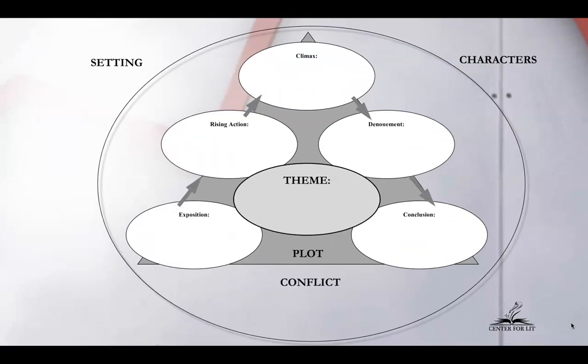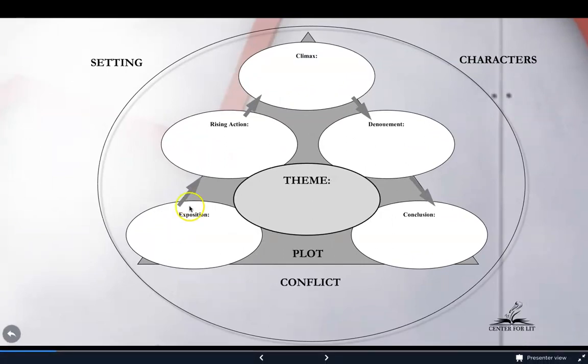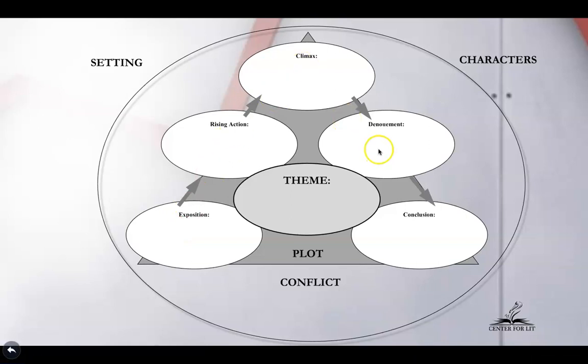So when we look at Freytag's Pyramid, and this was what he outlined with an exposition, a rising action, a climax, a denouement, and a conclusion, we can follow the plot from the beginning to the end of the story. Typically all stories, short stories, long stories, novels, all of them, even often poetry, follow these typical patterns.